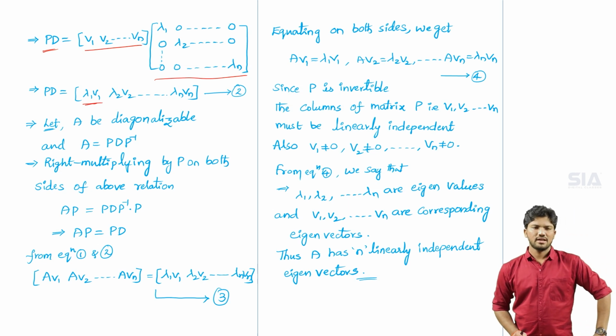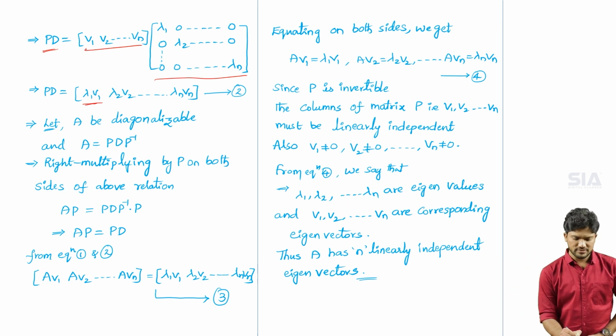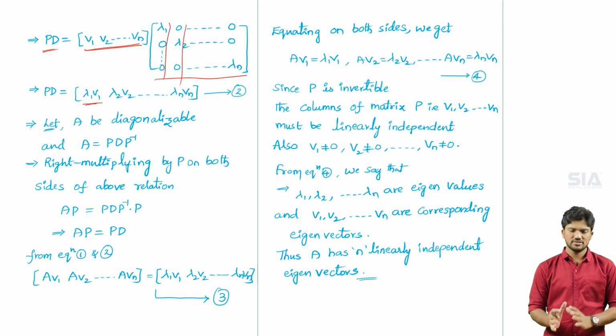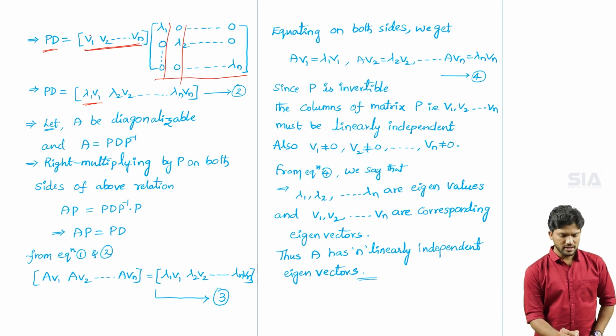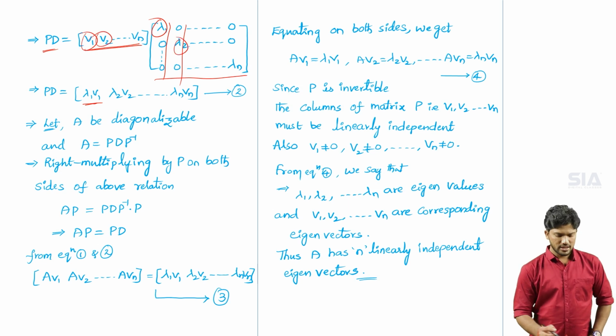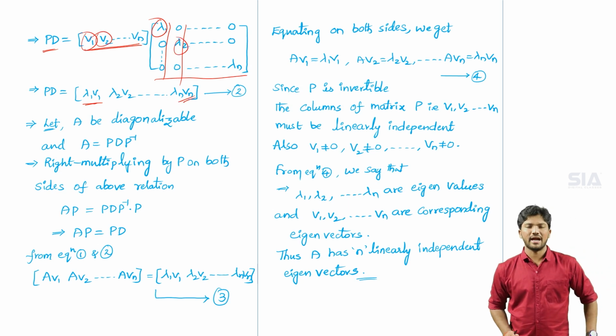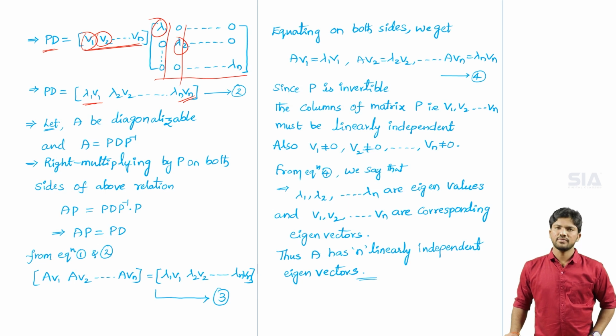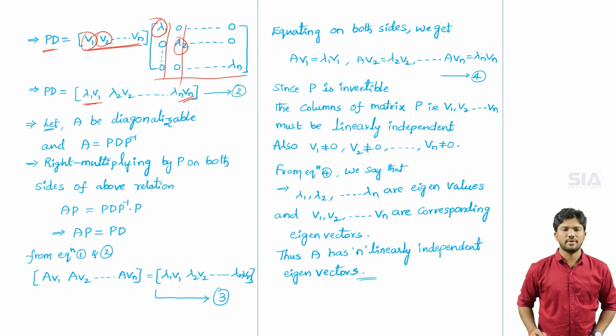Lambda 1 V1, lambda 2 V2. Why? Because this one is the row and this one is the column. If you multiply with these values, you will get those values only. So lambda 1 into V1, next lambda 2 into V2, and so on up to lambda n into Vn, in matrix notation. That is taken as equation number 2.